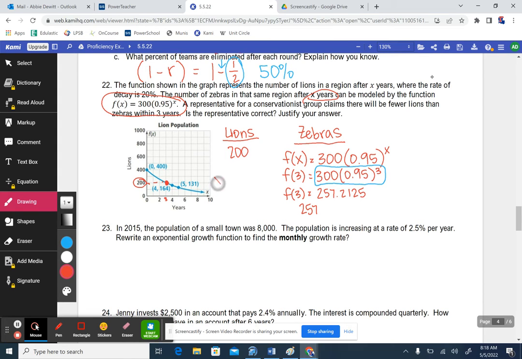Let me try that one again. Yes. There will be less lions than zebras. And that's your final answer.